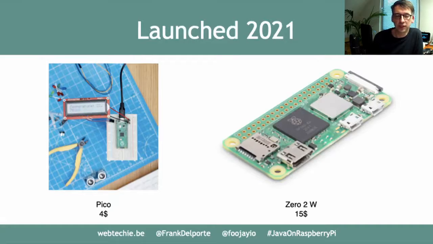Now in 2021, 2 new boards were released. The first one is the Raspberry Pi Pico. That's right, the price you see on this slide is correct, it's $4. So it's not a PC, it's a microcontroller. You can compare it with an Arduino. That's the kind of things you want to do with it.